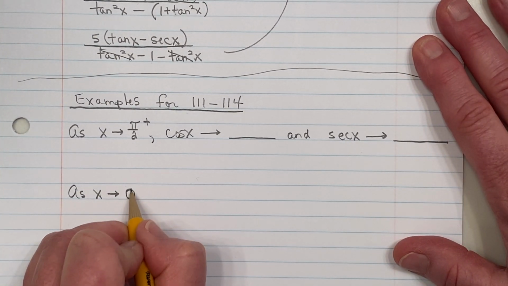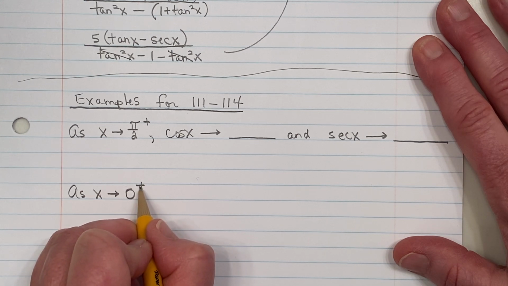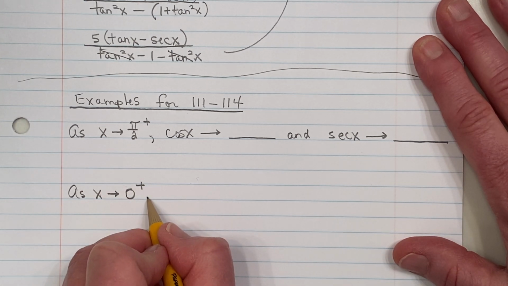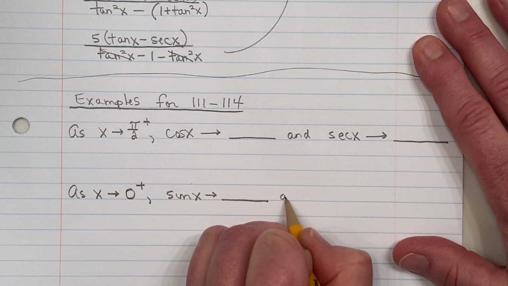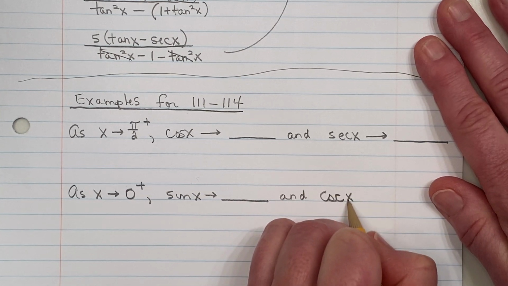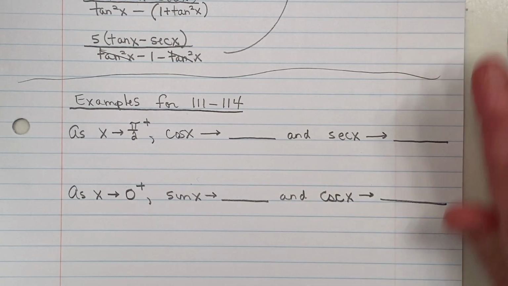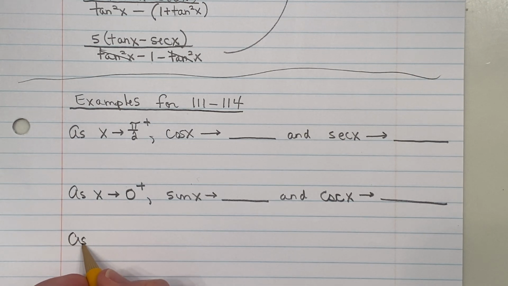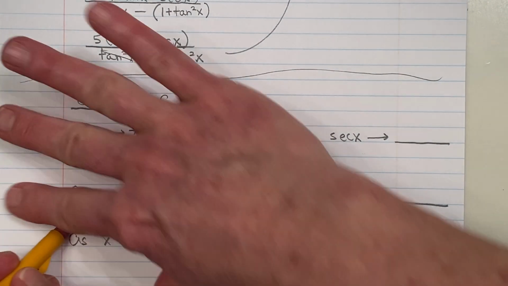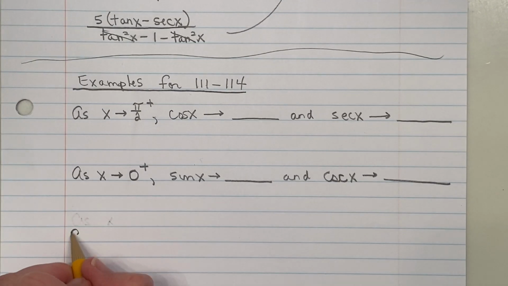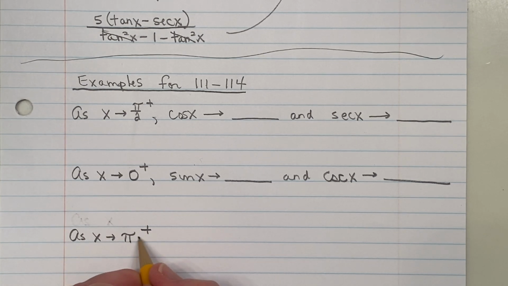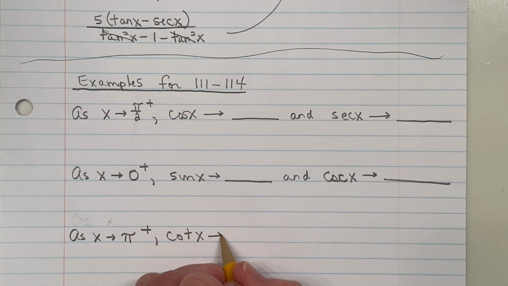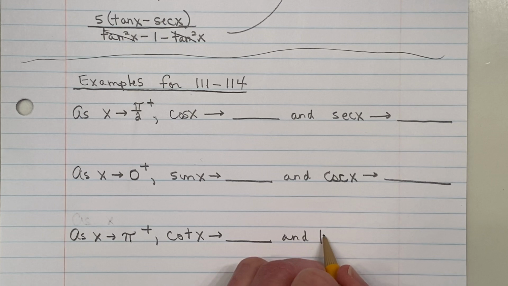So as x approaches 0 from the right, if I wanted to approach 0 from the left, it'd be a little minus sign up here. Sine of x is approaching what number? And cosecant, its reciprocal of x, is also approaching what number? In our third example, as x approaches pi from the right, I'm not sure why I didn't choose any from the left with the negative. Cotangent of x approaches what? And tangent of x, its reciprocal, approaches what?